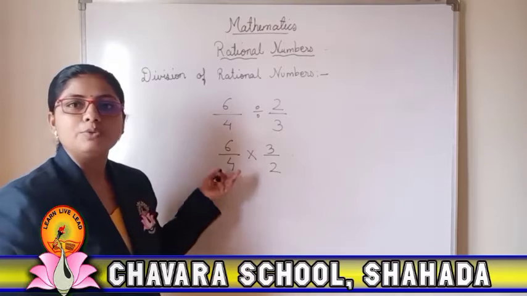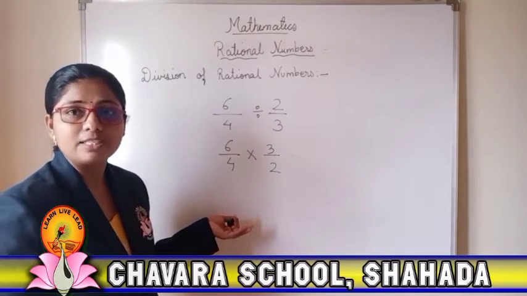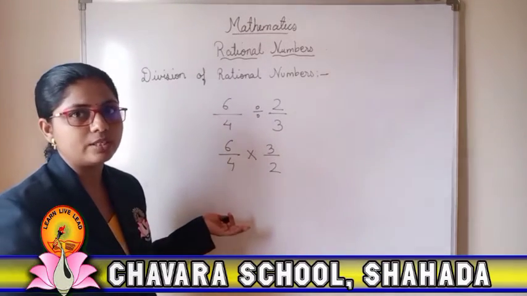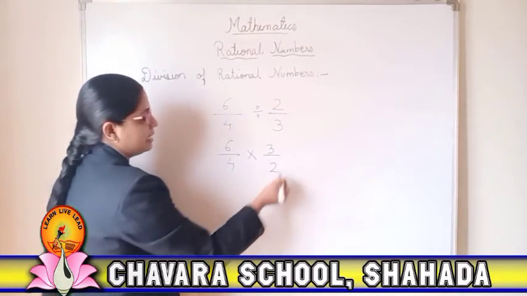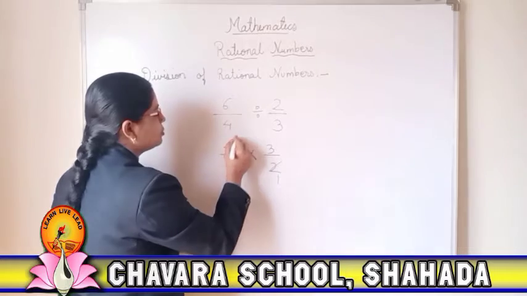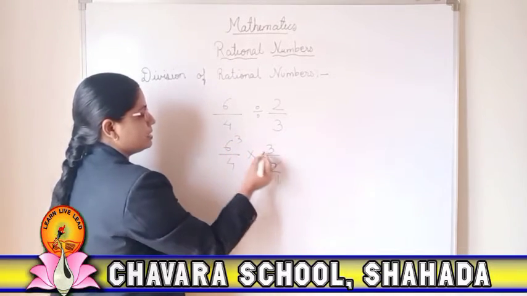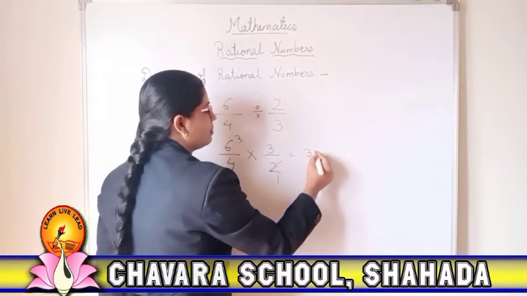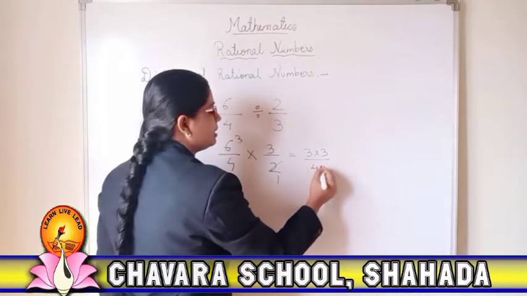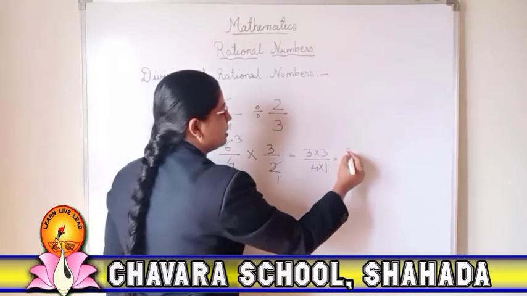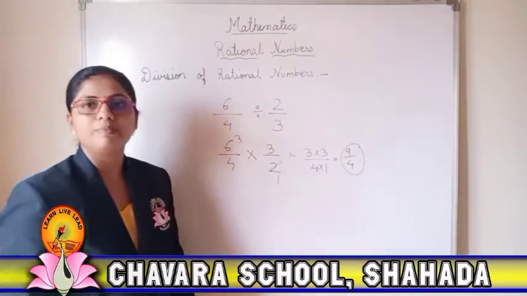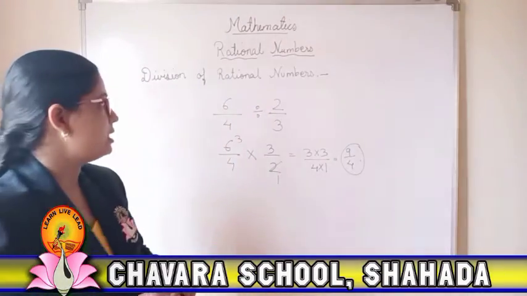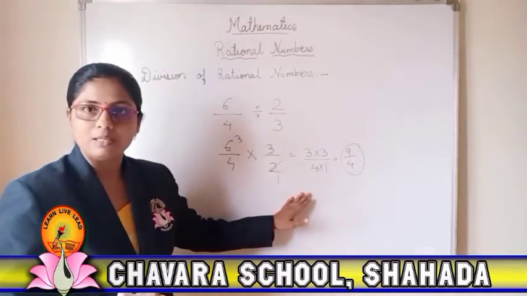Afterwards you know how to do the multiplication of rational numbers. Same way we have to do here. So just see if any number is getting simplified. 2 ones are 2, 2 threes are 6. So what is remaining now here? 3 multiplied by 3 upon 4 multiplied by 1. So it will be 9 upon 4, which is a rational number. Okay, so this is about the division of rational numbers.